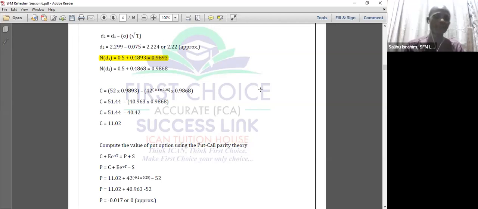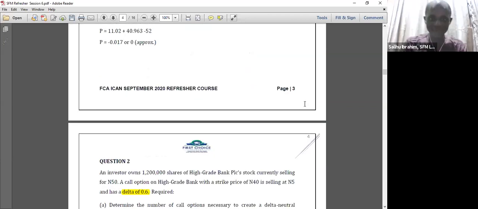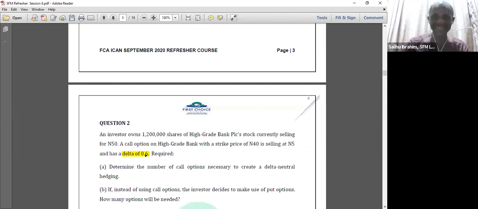How do we then compute delta of put? To compute delta of put, you have to deduct 1 from N(d1). So delta of put is equal to N(d1) minus 1. Okay, look at this question. We are already given our delta, isn't it? We are already given our data.